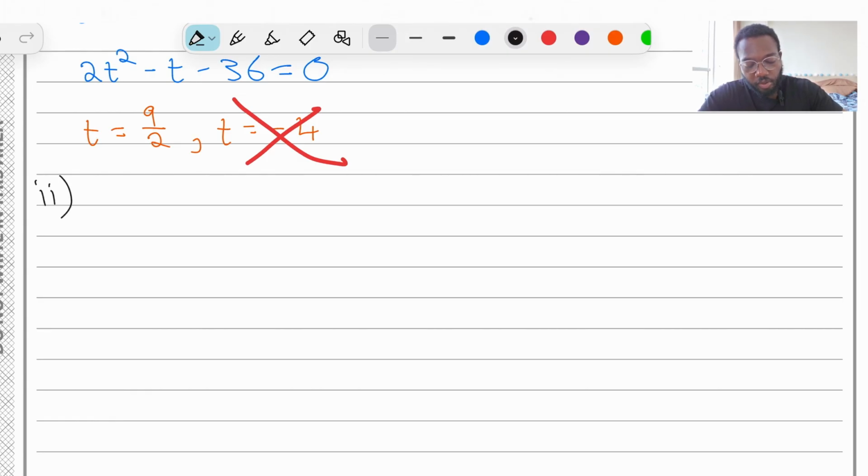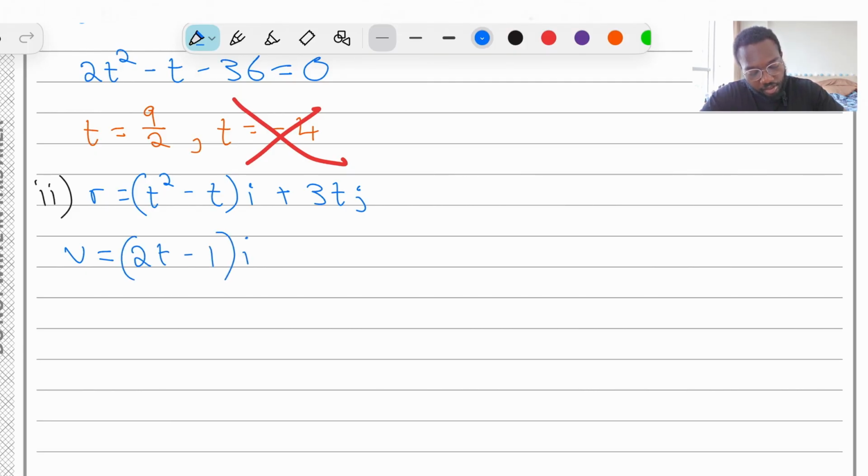Let me rewrite the equation. So we know that r is equal to (t squared minus t) i plus 3t j. So let's differentiate this, because that will give us a velocity. So that will be v is equal to (2t minus 1) i plus 3j, okay? And we're told that the speed is 5. So if we do Pythagoras' theorem on all of this, we know that that must equal 5.